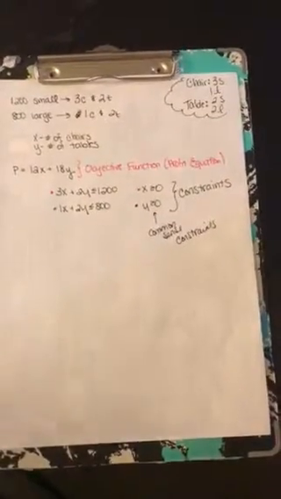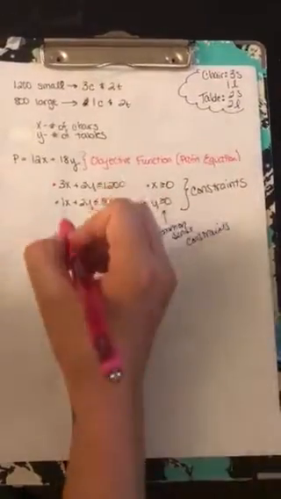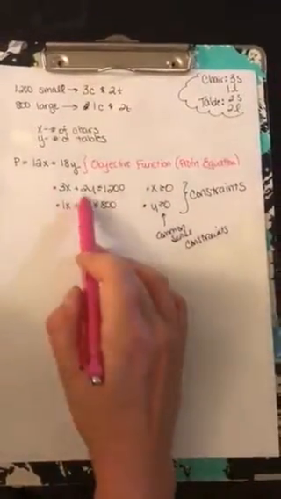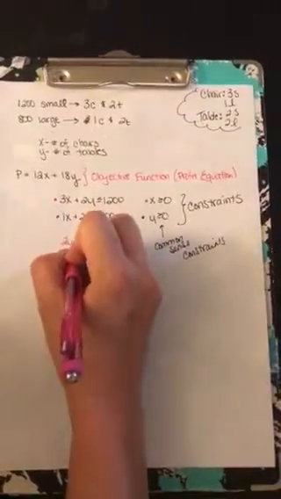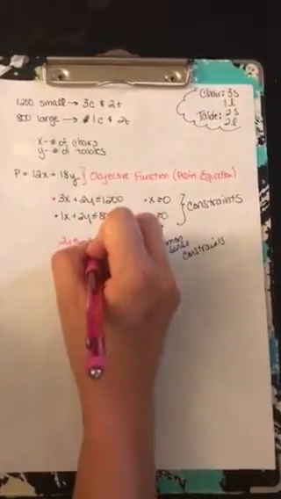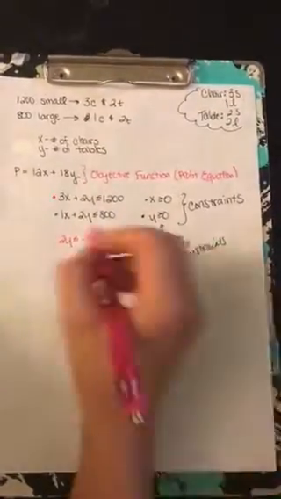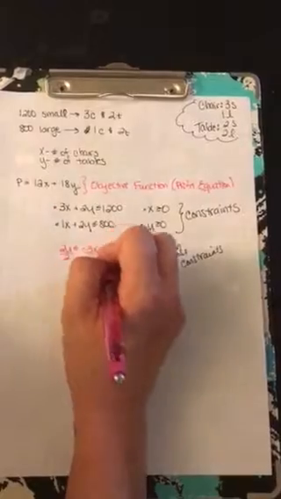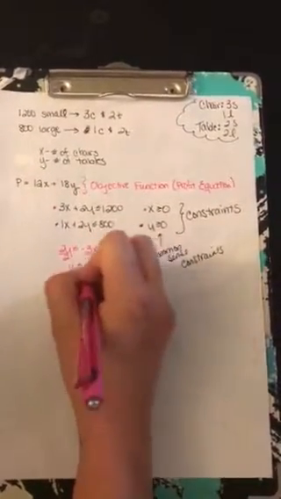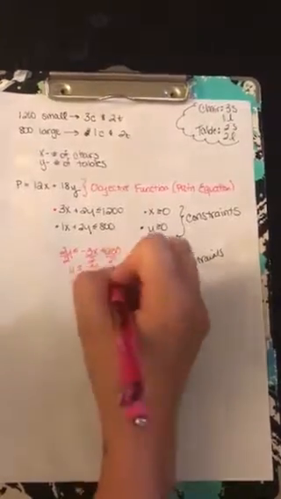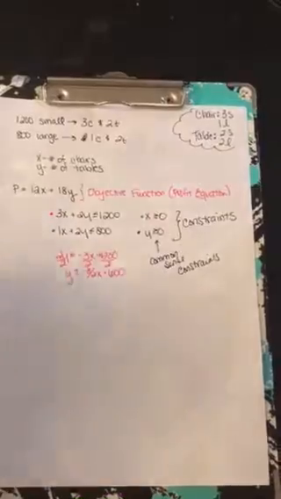All right, well, the pink and the green, we're going to need to rewrite into slope-intercept form. So for the pink, I have 3x plus 2y is less than or equal to 1,200. Well, I'm going to change that to be 2y is less than or equal to negative 3x plus 1,200. Divide both sides by 2. Make sure you divide everything by 2. That leaves us with y is less than or equal to negative 3 halves x plus 600. Okay, so now we're in slope-intercept form for that one.